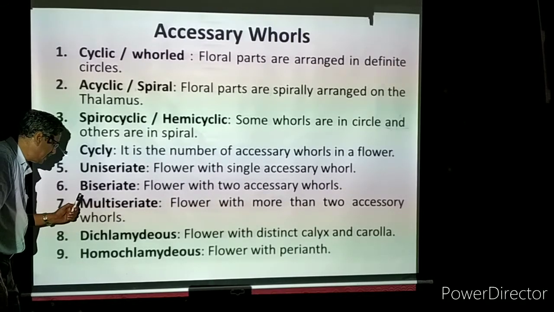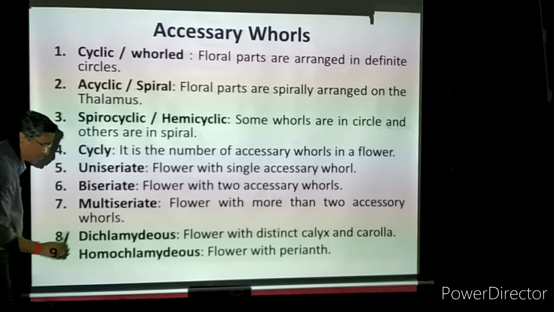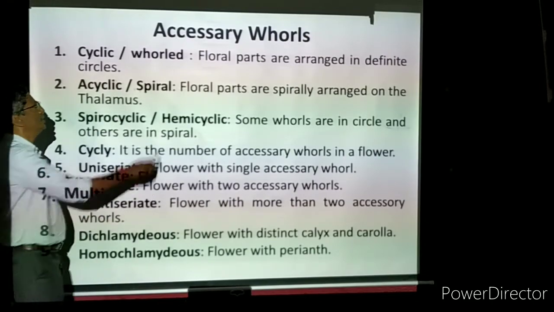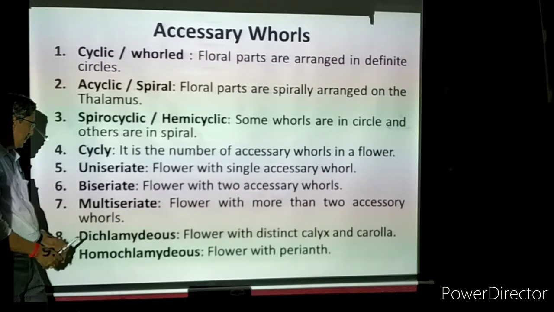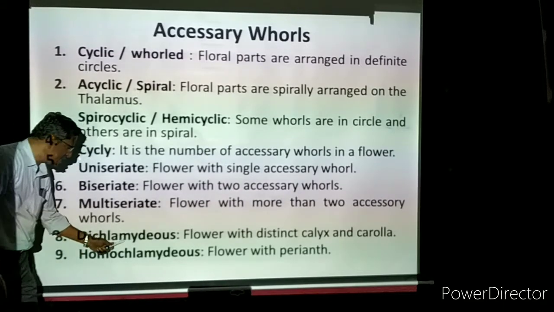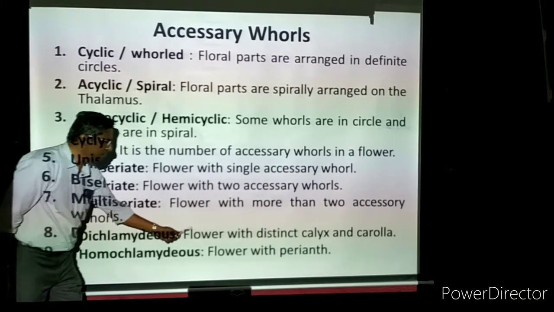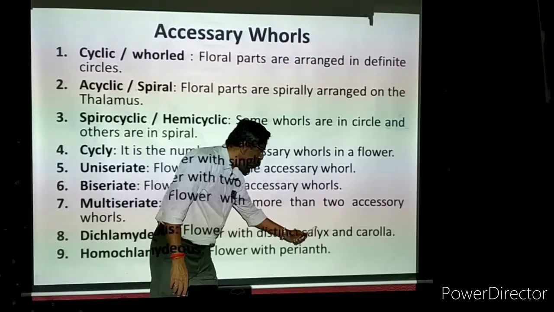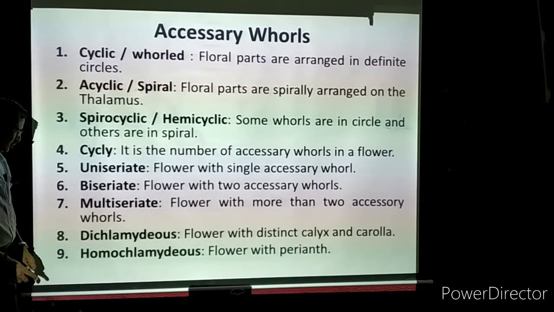Then another one is diclamidious. You have to know what is the meaning of diclamidious. Di means 2. Clamide means accessory whorl, calyx and corolla. Accessory whorls are calyx and corolla. Now in the name itself we can understand. That is diclamidious. Clamide means accessory whorl, di means 2. 2 accessory whorls are there in the flower. Flower with distinct, that means clear differentiation you can find, of calyx and corolla.